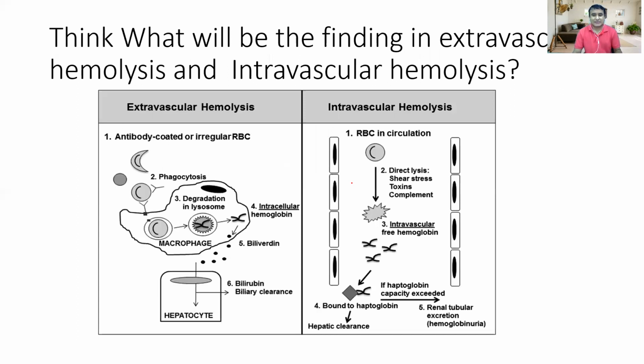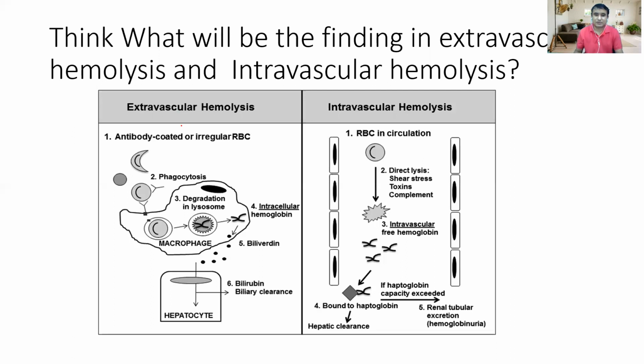I think this is the last slide that I have to discuss. There are some causes of extravascular hemolysis and intravascular hemolysis. Classical intravascular hemolysis we get in PNH, and extravascular hemolysis we get in different types, like hereditary spherocytosis or thalassemia. In case of autoimmune hemolytic anemia, we also get extravascular hemolysis.